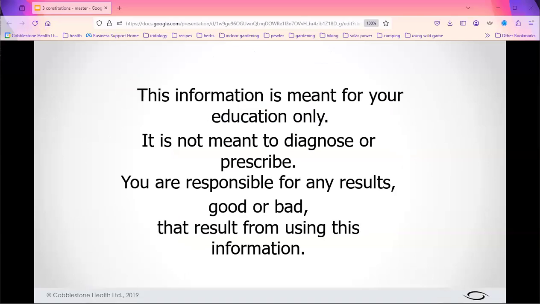All right, so what we're doing today is only meant for your education. It's not meant to diagnose or prescribe. However you want to use this is up to you. Whatever results you get, that's on you. It's not on me, just so you know.